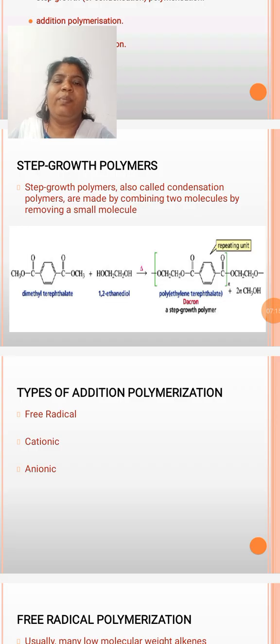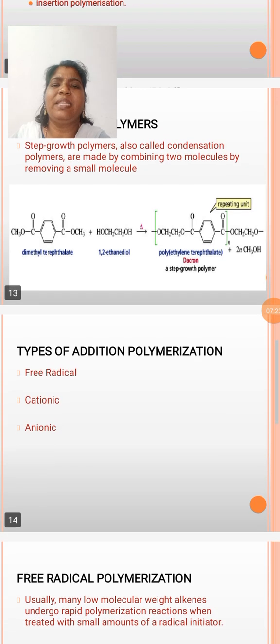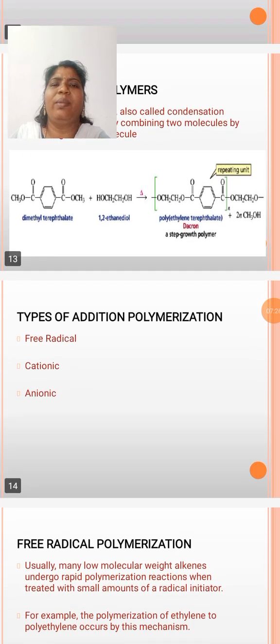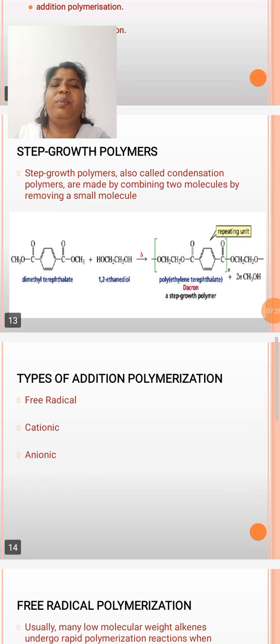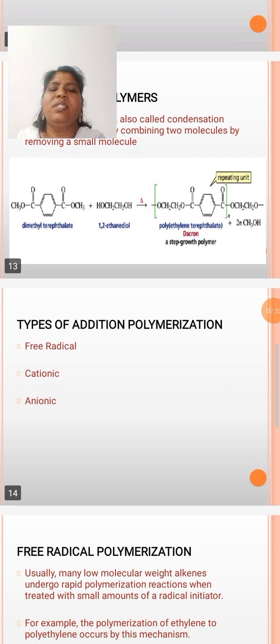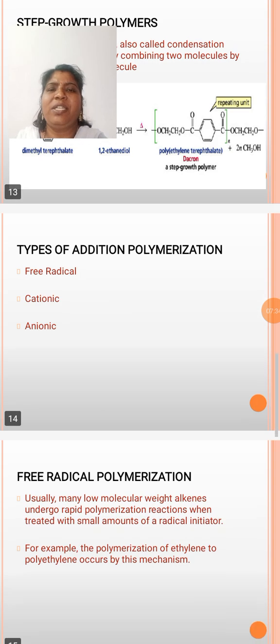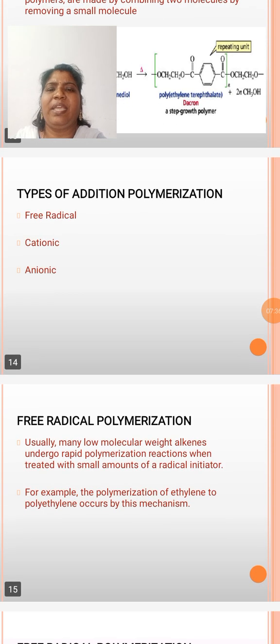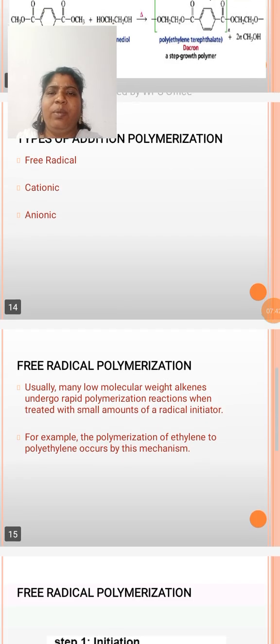So you will be getting polyethylene terephthalate with the elimination of methanol. This is commercially called Dacron. This mechanism is called step growth polymerization. So 2 different monomers will be condensing with the elimination of a small group. Then, types of addition polymerization: we are having different types like free radical, cationic, anionic polymerization and so on.